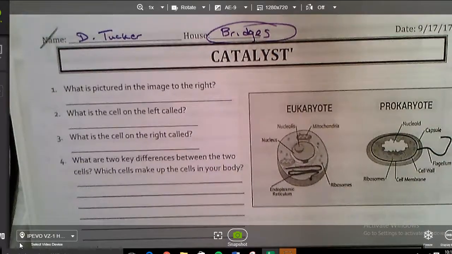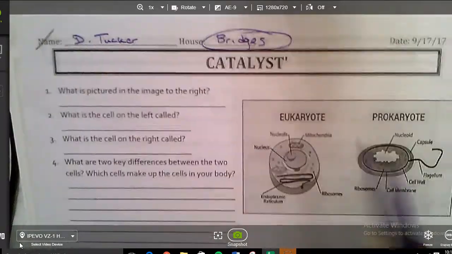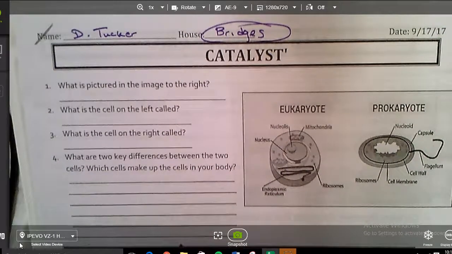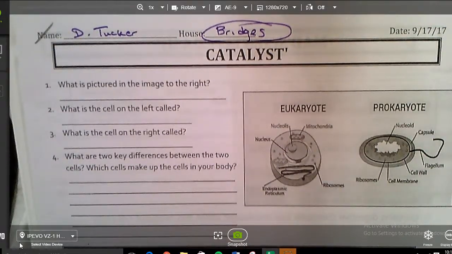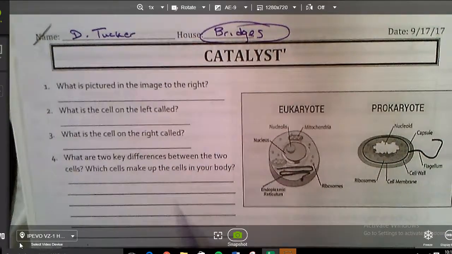What I want you to do is silent and solo on your own. Go ahead and look at the image here to answer questions 1 through 4. Go ahead and pause the video so that you can answer these questions on your own. Go ahead and pause right now. No, actually, right now. Thank you. All right, great to have you back.